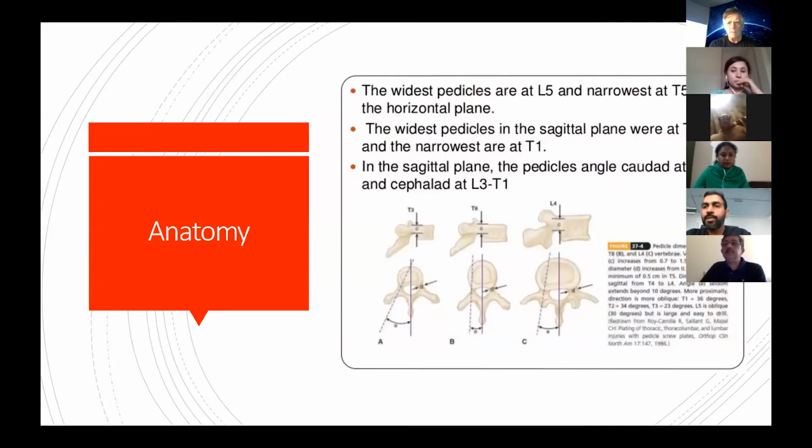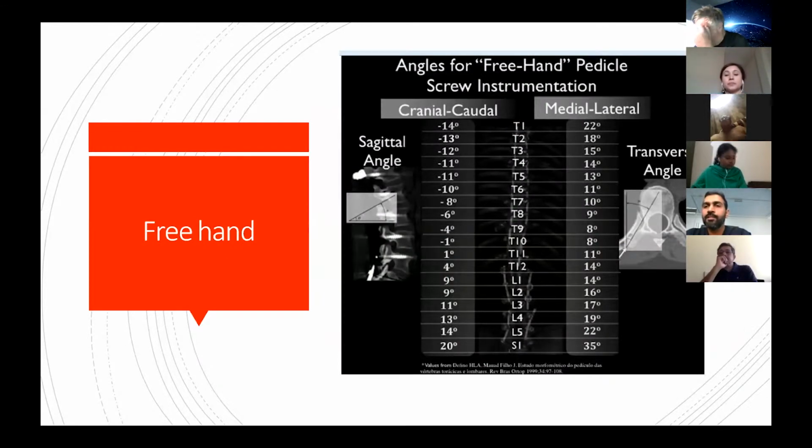The widest pedicles are at L5 and the narrowest are at T5 in the horizontal plane. The widest pedicles in the sagittal plane are at T11, and the narrowest are at T1. This slide shows angles for freehand pedicle screw instrumentation. And you can very well appreciate that different angles in the sagittal and the transverse plane are shown vertebra by vertebra for freehand pedicle screw instrumentation.